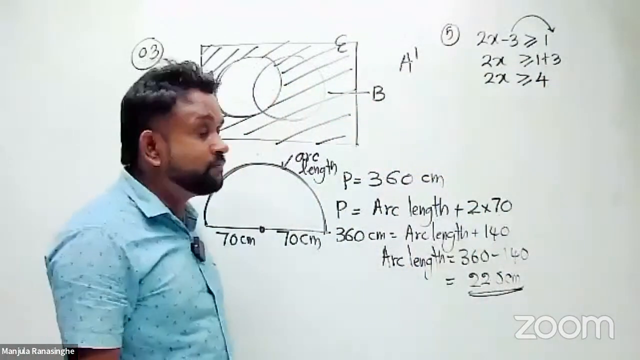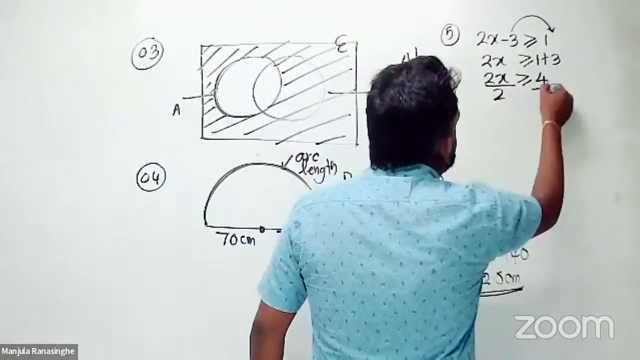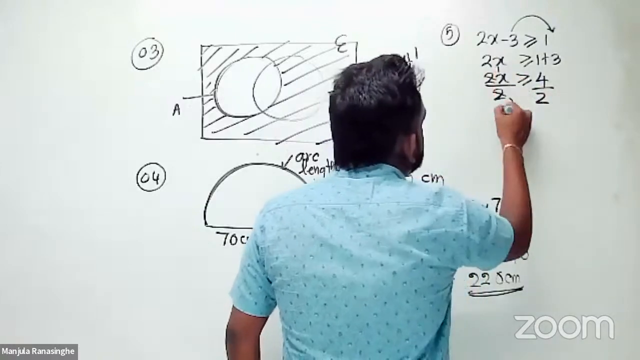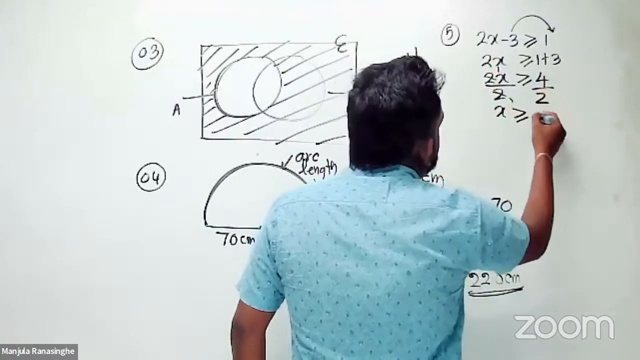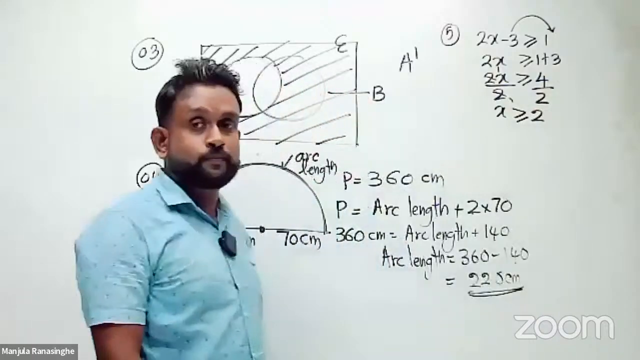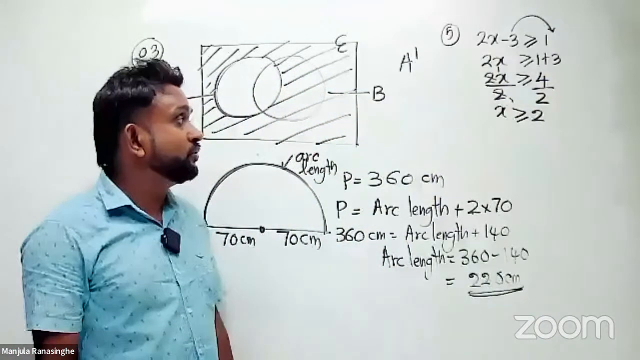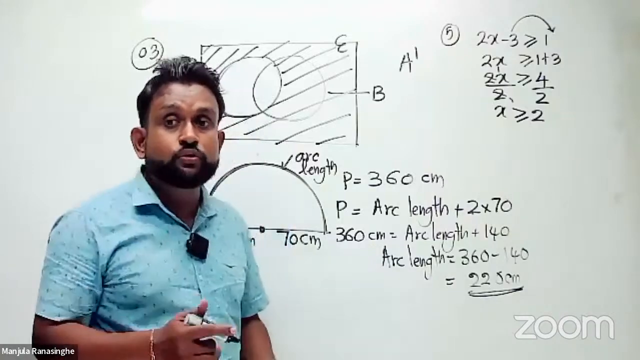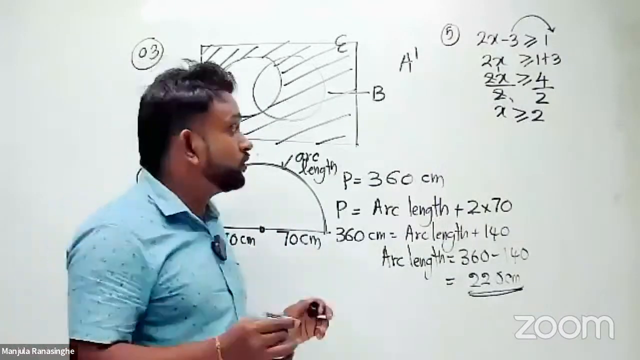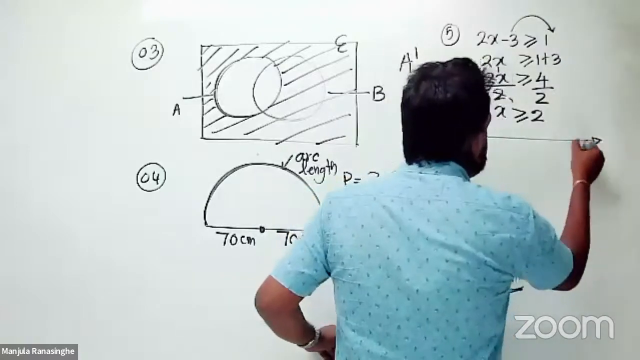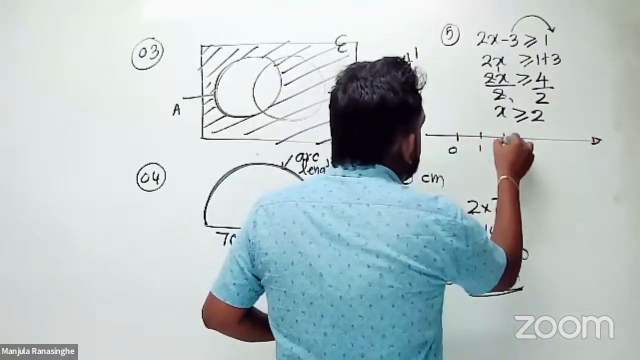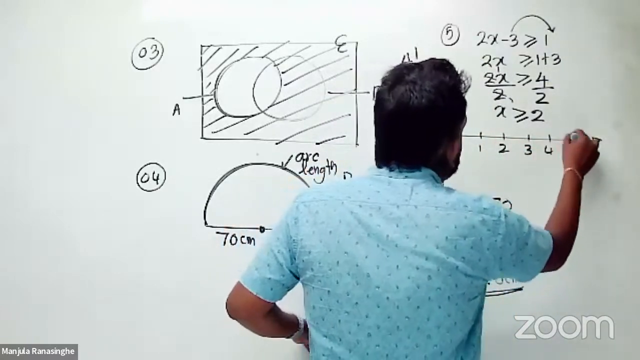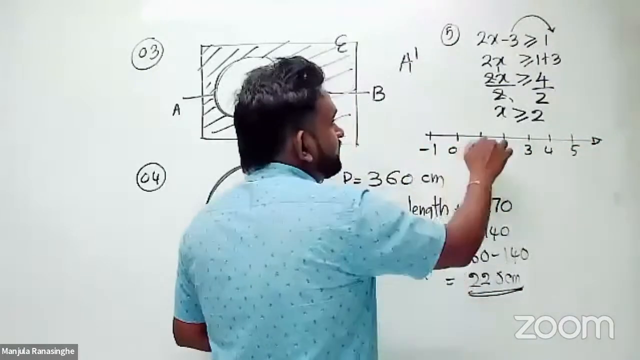So just divide by 2 on both sides. Then 2, 2 cancelled. Then x greater than or equal to 4 divided by 2, which is 2. So x greater than or equal to 2. Then they are asking to show the solutions on the number line. So now you have to show the solution. Here 0, here 1, 2, 3, 4, 5, these things.